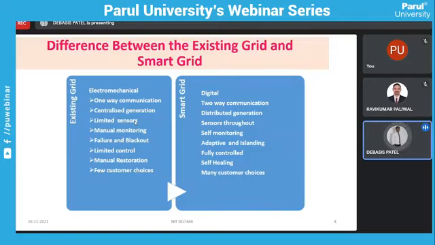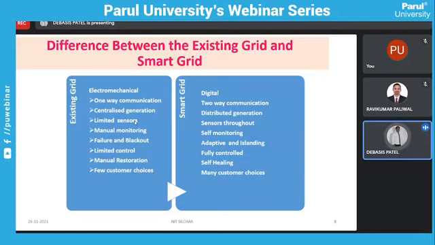In manual monitoring, you are manually correcting the frequency, the voltage and the frequency. Failures and blackouts will happen in the central or existing grid. As you heard the name, blackouts are happening, right? But in the smart grid, we can't go for blackouts. We go for adaptive and isolating. Here in the existing grid you have limited control. Here it is fully controlled. Here manual restoration, here you have self healing. Here fewer customer choices, here many customer choices are there.